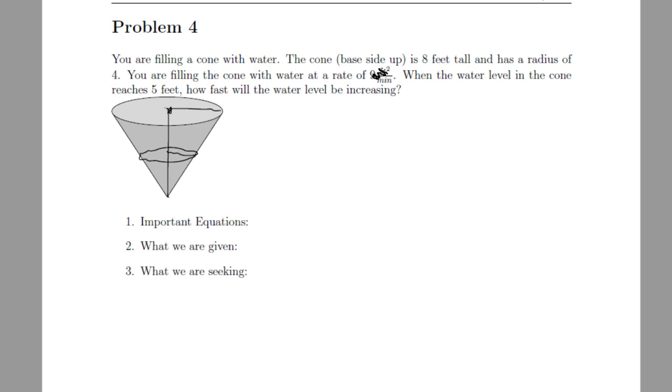So let's say, we'll scribble this part out. We'll say we are given the rate at which the radius is increasing is, let's see. So we found out that was 2.5. So let's say it's 0.5 feet per minute.